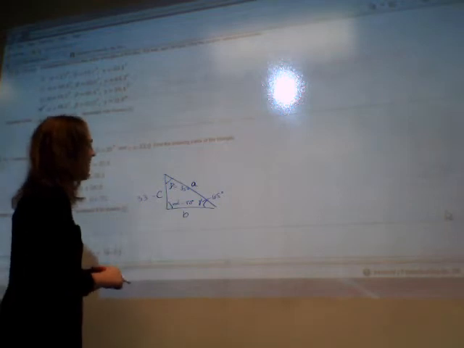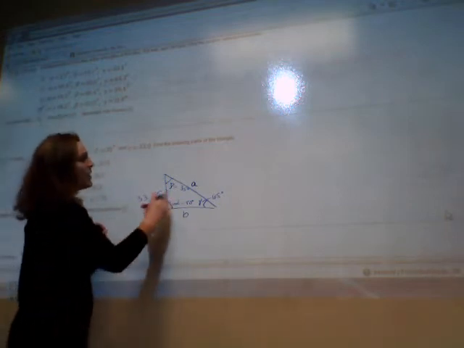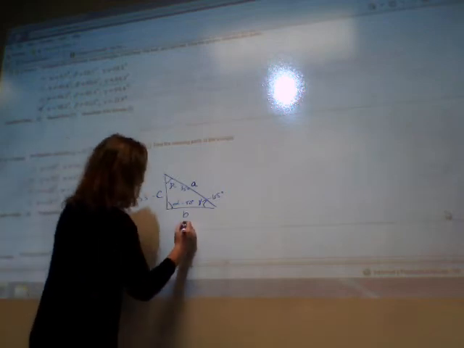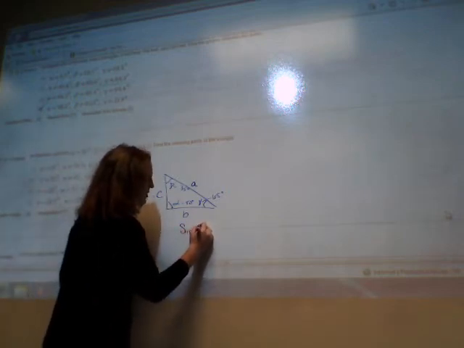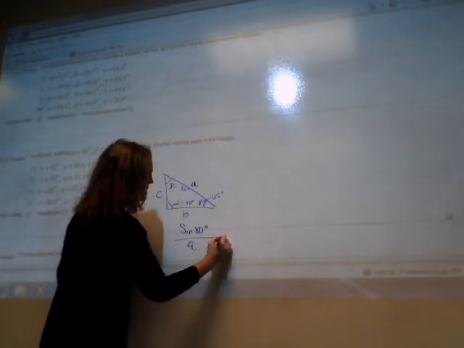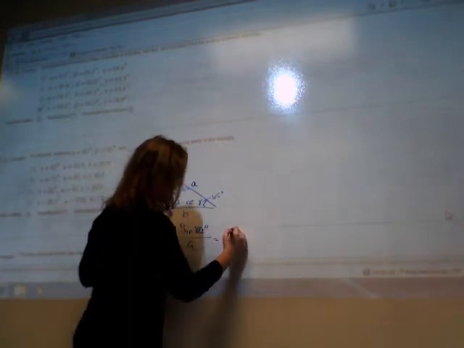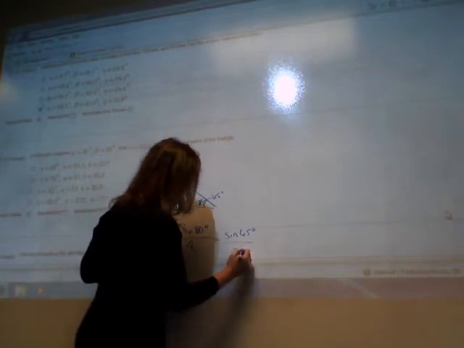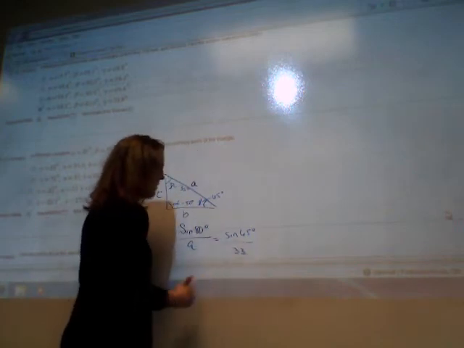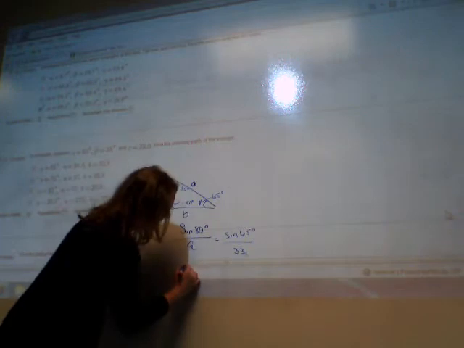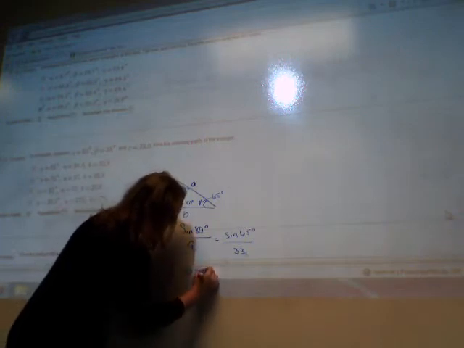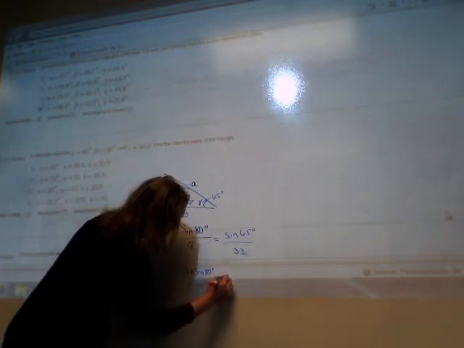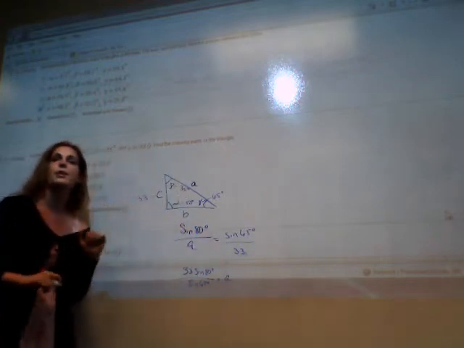Okay, so what are we going to use here? Laws of sine, exactly. Okay, so we have the sine of 80 degrees over A is equal to the sine of 65 degrees over 33. Right? Rearranging this, I get 33 sine of 80 degrees over the sine of 65 degrees is equal to A. Right? And what do we get there for A?